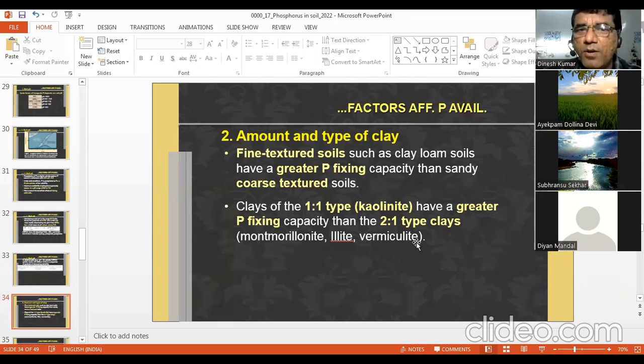Generally speaking, fine texture soils, such as clay loam soils, have a greater P-fixing capacity than sandy coarse texture soils. So fine texture or heavy soils will fix more phosphorus than light texture or sandy soils because of their clay content, more clay in fine texture soils. Clays of type 1:1, that is kaolinite, have a greater phosphorus fixing capacity than the 2:1 type of clays. Soils dominated by kaolinite will fix more phosphorus than soils dominated by montmorillonite, illite, or vermiculite, which are 2:1 type of clays.